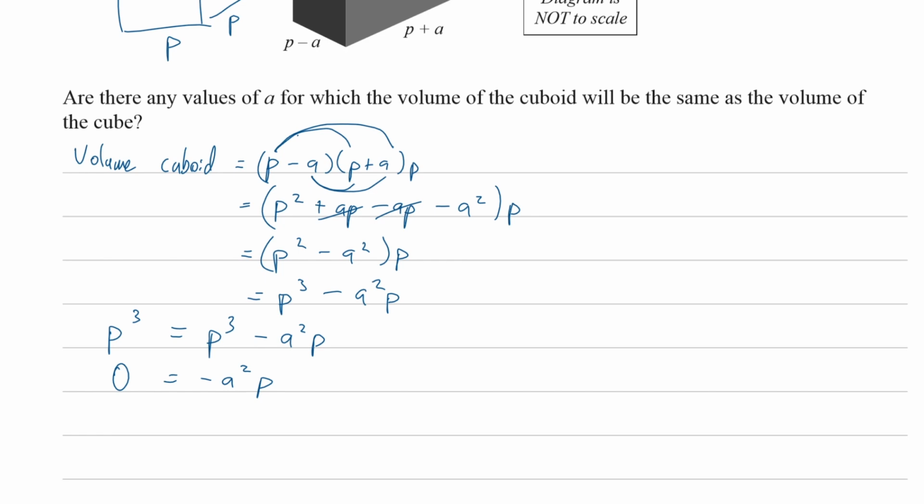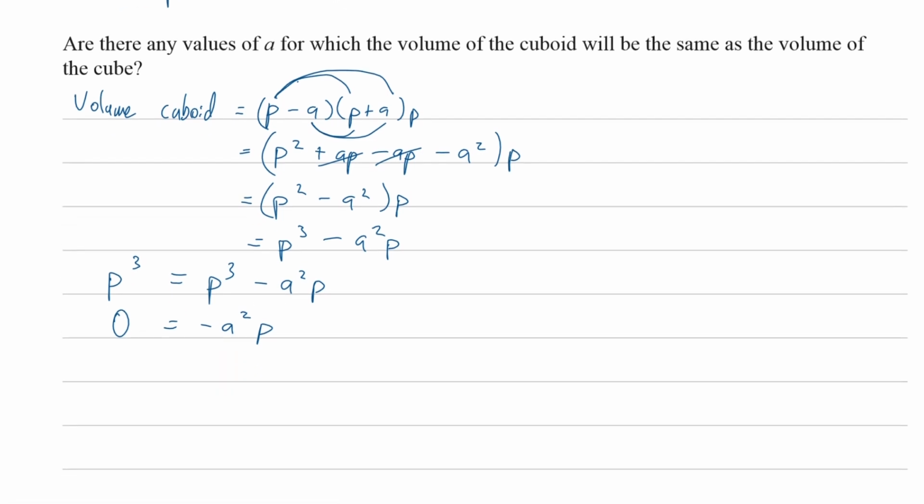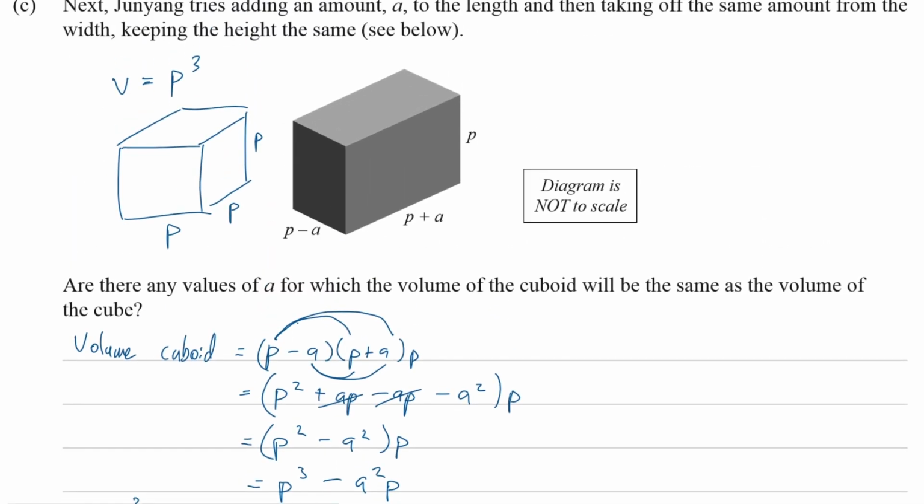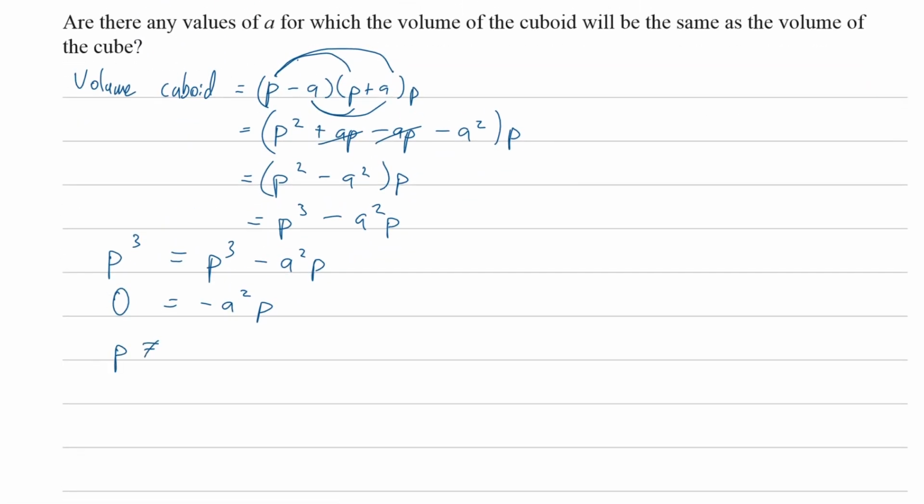Okay, interesting. So can p equal 0? If p equals 0, this height here would be 0, so it wouldn't be a cube. So p cannot be equal to 0. But for minus a squared times p to equal 0, a must be 0. Because if a is 0, 0 squared is 0, 0 times p is still 0.